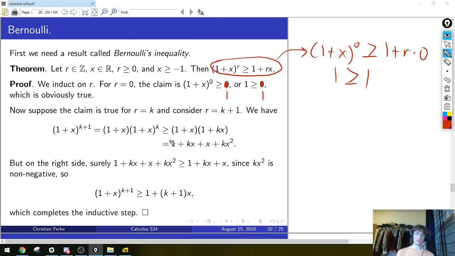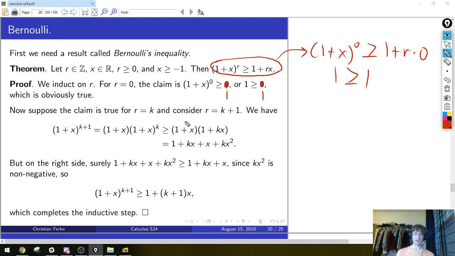Now I'm going to use our inductive hypothesis. We've assumed it's true when r equals k. So that means this factor, which is exactly the thing we know how to bound if it's true for r equals k, must be greater than or equal to 1 plus kx. So that's just what I get by assuming this is true when r equals k. So in that step, we use the inductive hypothesis to say this is greater than or equal to the first thing left alone, the second thing replaced by the thing we've assumed is true in this case.